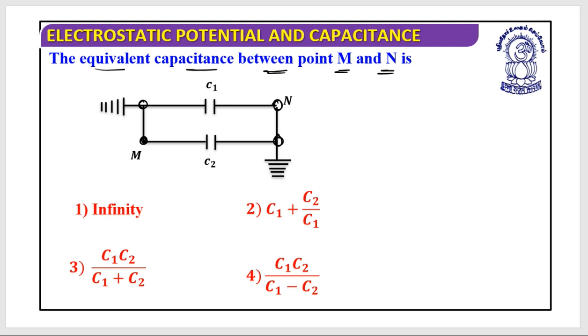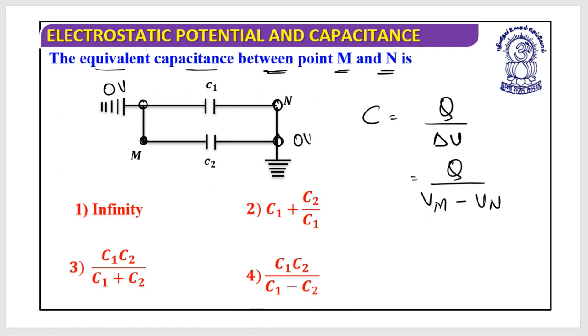So what you need to do is that I know that C is equal to Q divided by delta V. It's a potential difference. So let's write it down. It's Q divided by potential at M minus potential at N. Now if you look at this very carefully, it has been grounded. Grounded means zero voltage. Even this is grounded, that means it is also zero voltage. So this is Q divided by 0, which will be infinite. That's it. The task has been done.